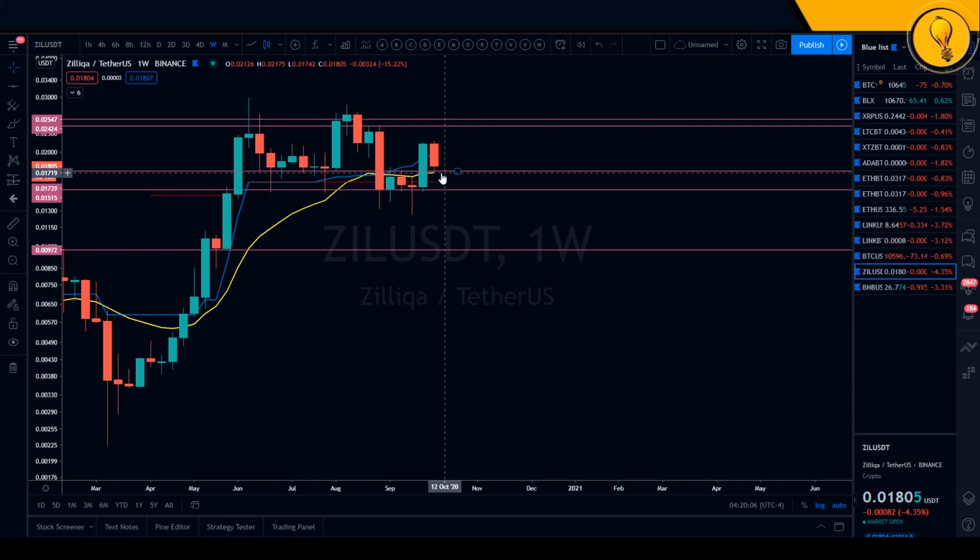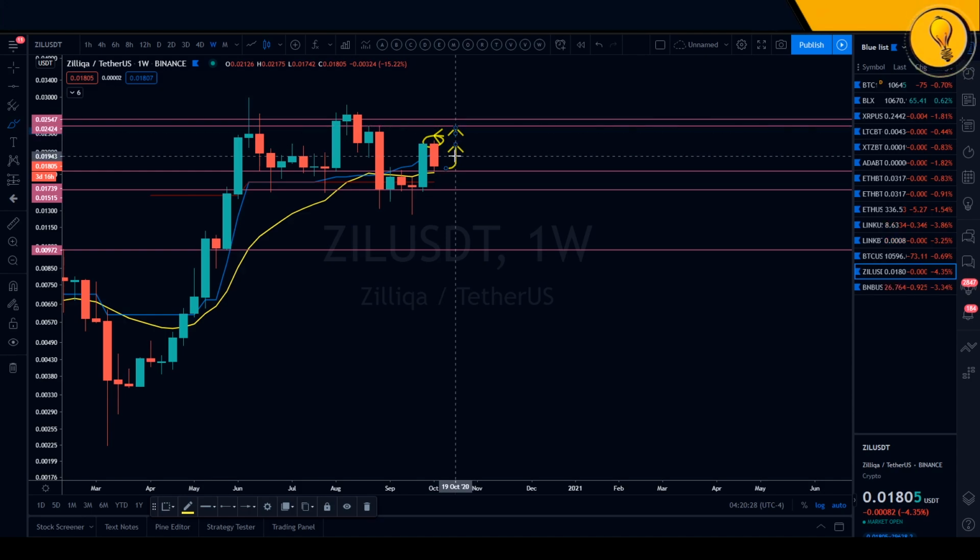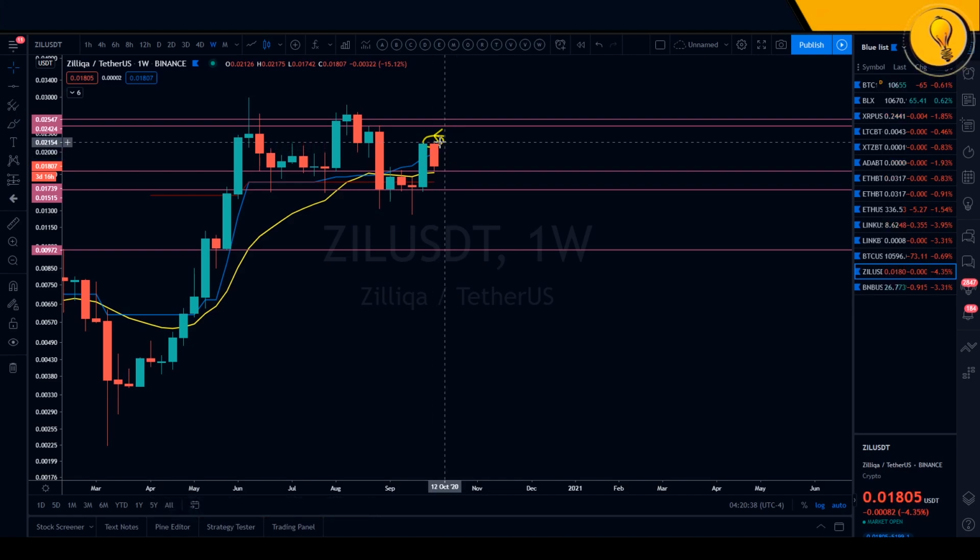However, if we close over, I will be looking for another move up. Possibly the first point to test is going to be that Tenkan sitting at around 0.02 cents, give or take. If we start breaking that to the upside, then I will be looking for price to test these highs here, and potentially go all the way up to 0.024 cents. So the weekly is not looking too bad, but I feel like it's all going to be cascading effects. I feel like the lower time frames may dictate where this goes. While the weekly is looking decent, we are sitting on that weekly support.